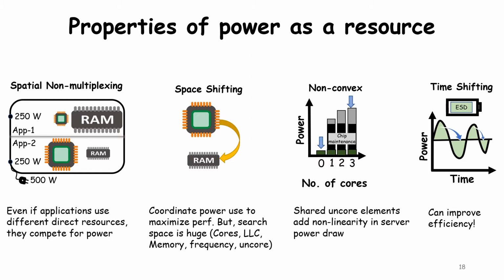The next property is time shifting. Power can be shifted in time using energy storage devices by temporarily boosting power when supply is constrained. And the energy storage devices can bank energy when there is adequate power availability. With such devices, power availability and demand can be shifted in time, which is not possible with most other direct resources.